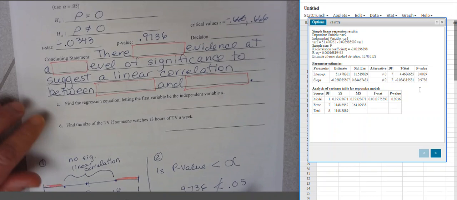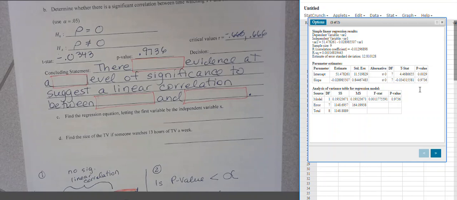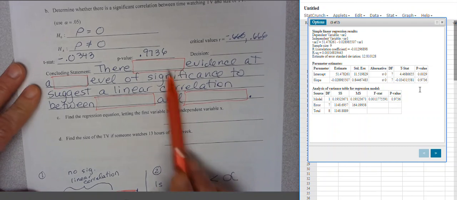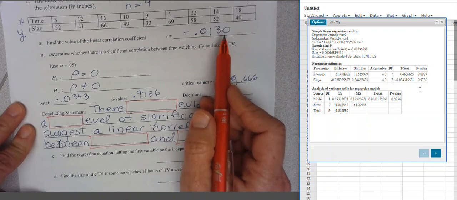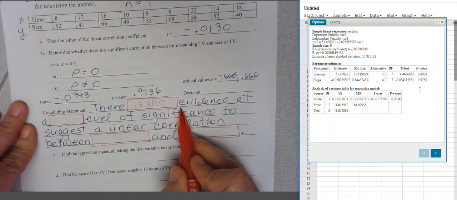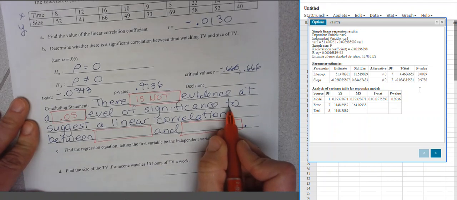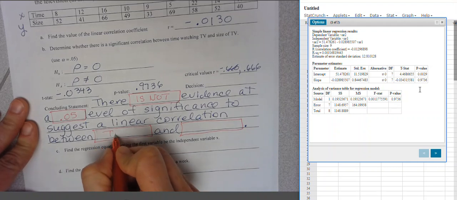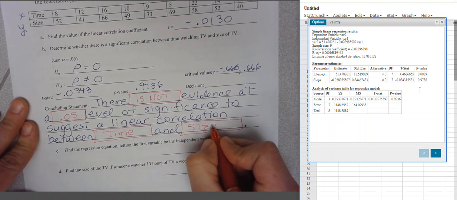So let's make our concluding statement. We basically say the same thing each time, but we fill in these areas based on our specific situation. So we either say there is or is not evidence. There's not evidence. We did not get a low P. We did not get a strong R value. So we would say there is not evidence at a 0.05 level of significance to suggest a linear correlation between time watching TV and size of TV.